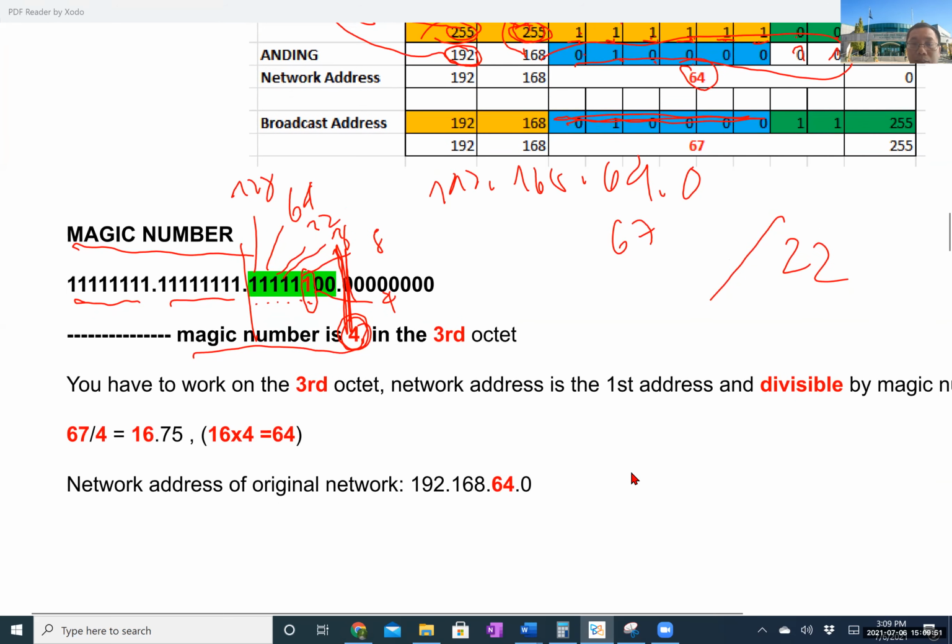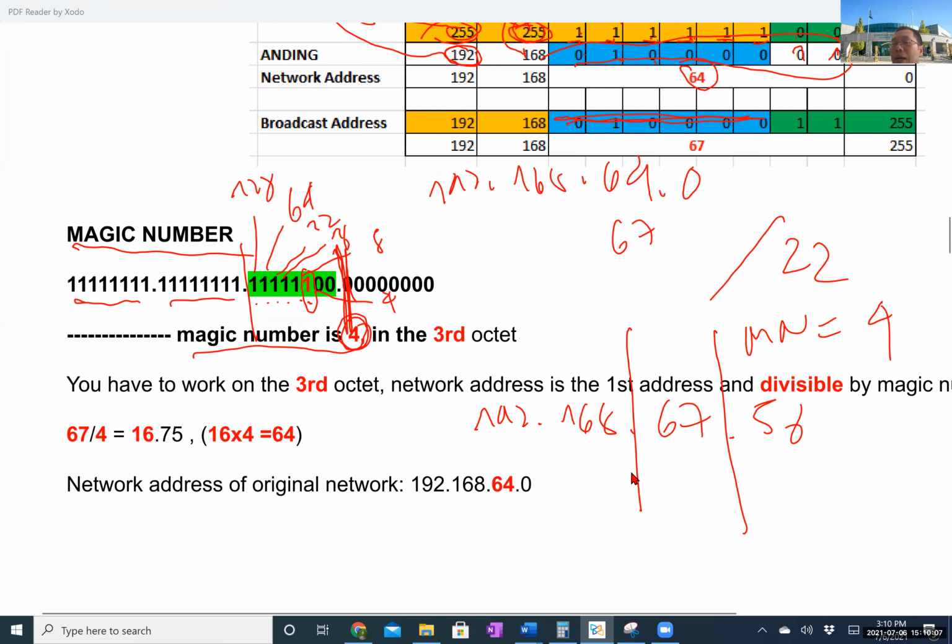So at the beginning, you have this one here, 192.168.67.56. All right. So now you know that you have to focus on the third octet, and the magic number here is number 4. So you have to find out which number is close to the 67 that, when you divide by 4, you have no remainder. So what is it? What number is close to the 67? And when you divide by 4, you have no remainder here. What is it?